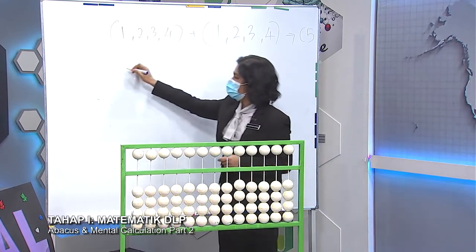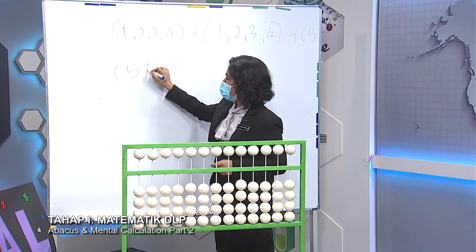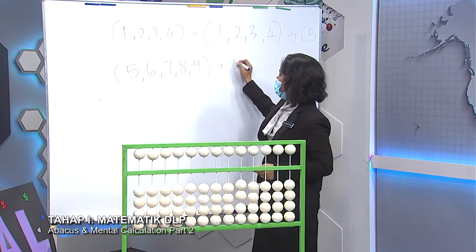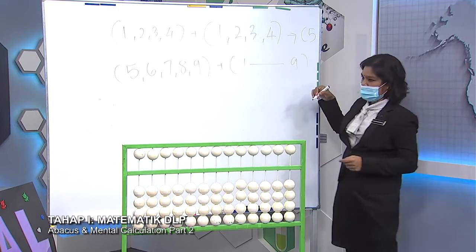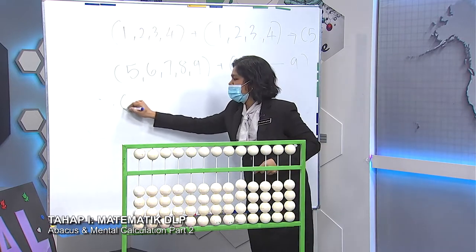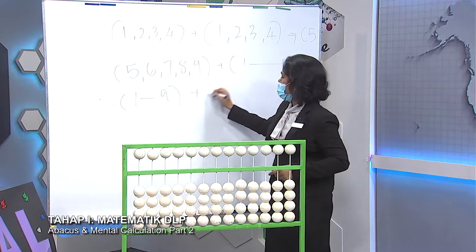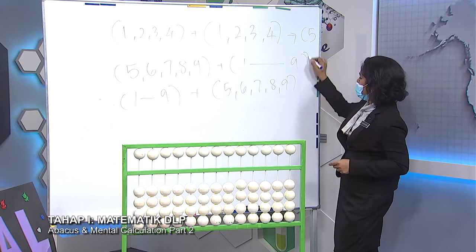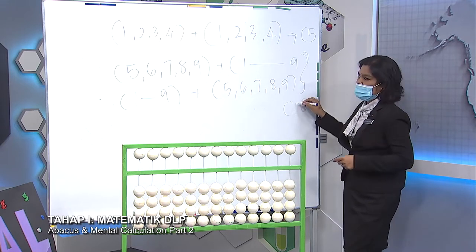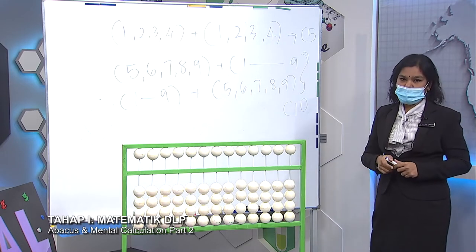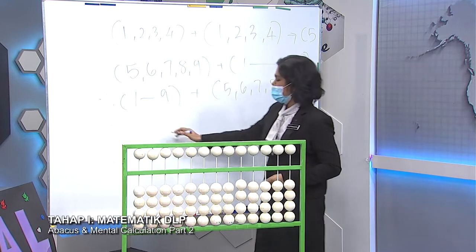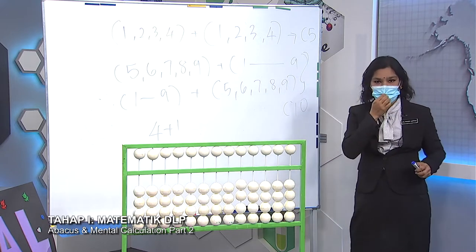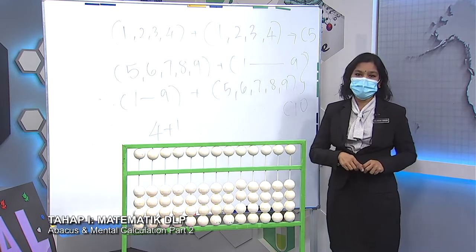Another scenario: you want to add big numbers. Big numbers in abacus are 5, 6, 7, 8, 9. You add them with any other numbers from 1 to 9. In this case, we use combination 10. So only these two, combination 5 and combination 10. Shafika is stuck at 4 plus 1. Don't worry kids, today our focus is only on combination 5.